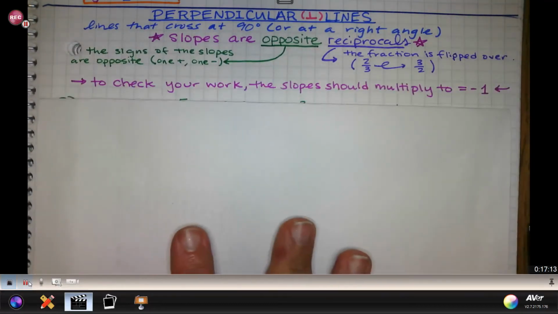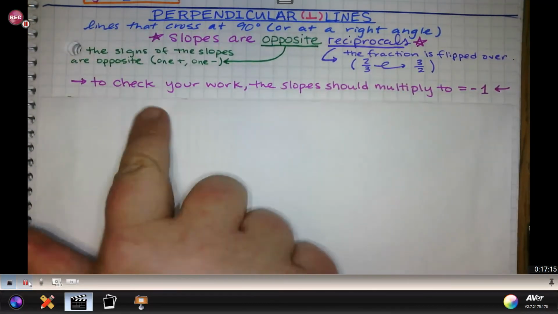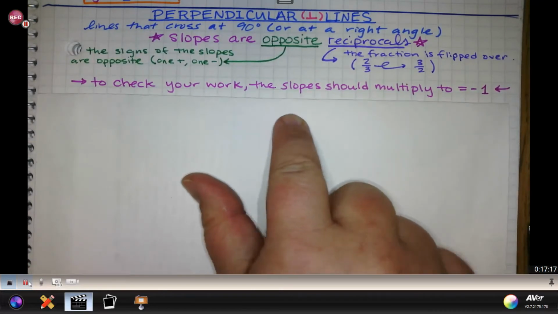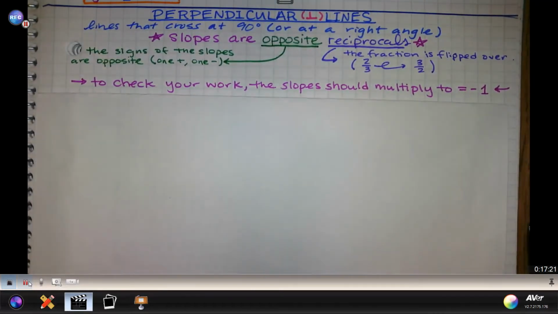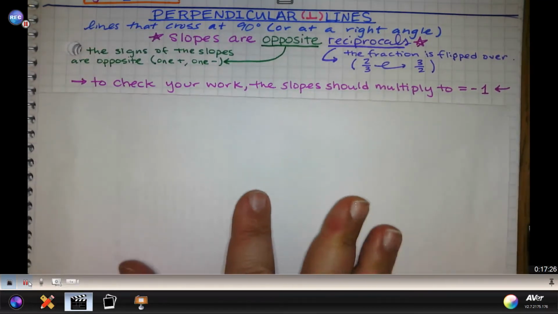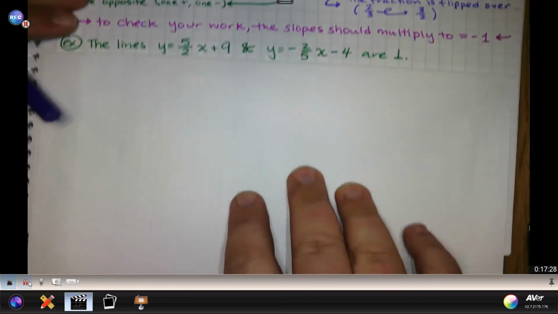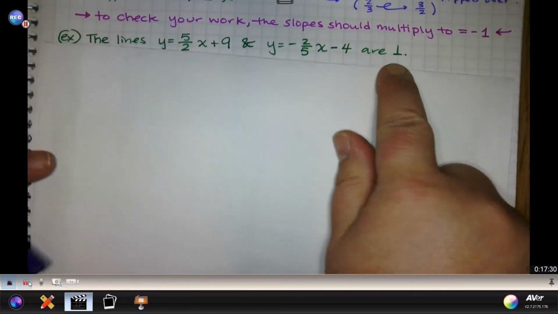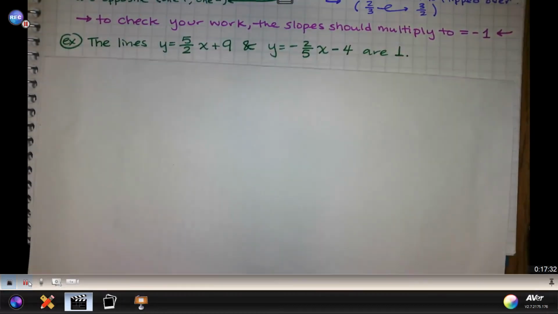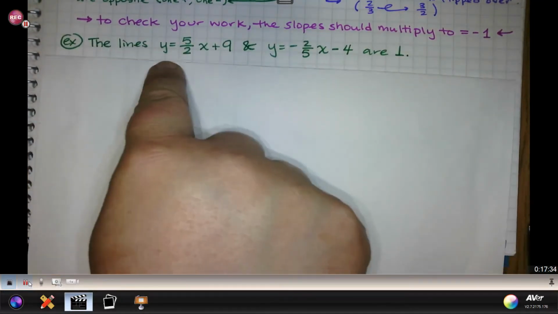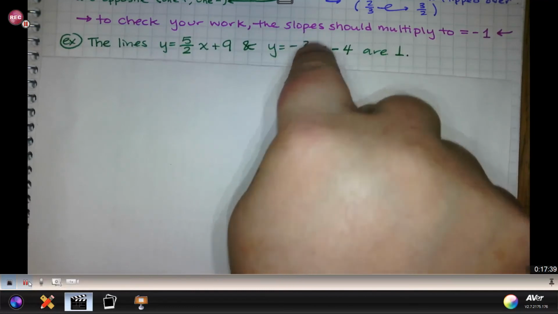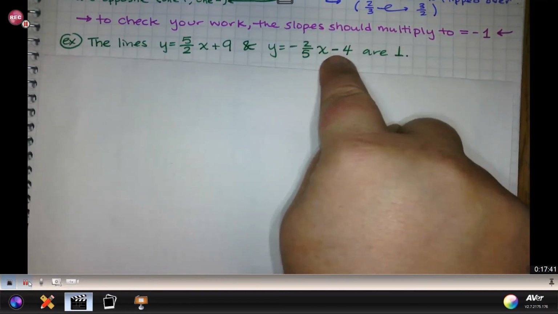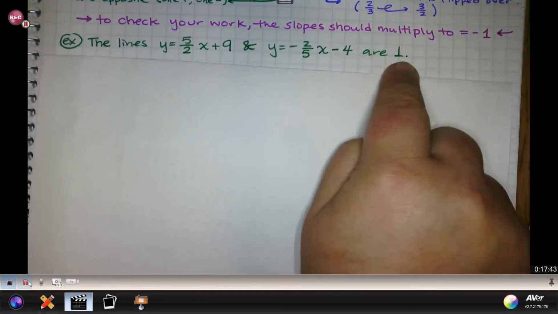So for example, before I move on, to check your work, a nice thing to do is you can multiply them and you should get -1. Okay, so if you did it right, when you multiply the two slopes together, you get -1. Okay, so here we go. For example, and you're going to see I used the symbol, and when you see the symbol, you say perpendicular. So the lines y equals 5 over 2x plus 9 and y equals -2/5 x minus 4 are perpendicular.